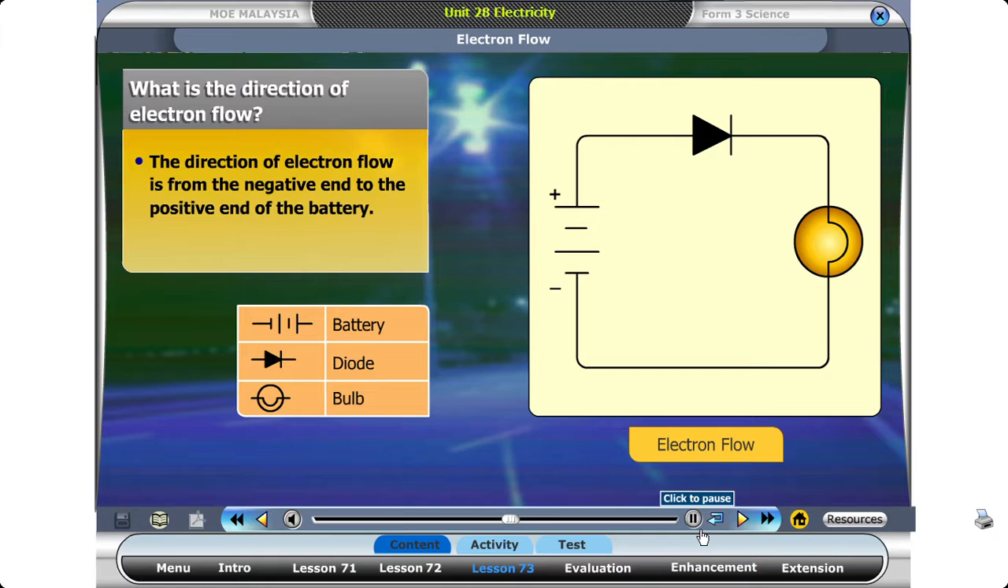What is the direction of electron flow? The direction of electron flow is opposite to that of current flow. Therefore, the direction of electron flow is from the negative end to the positive end of the battery.